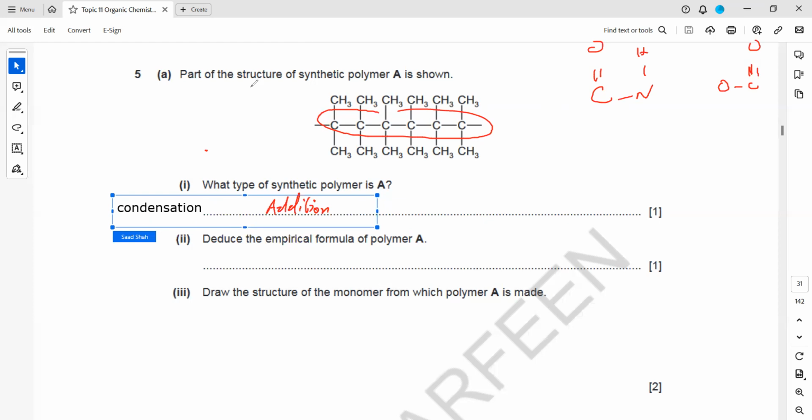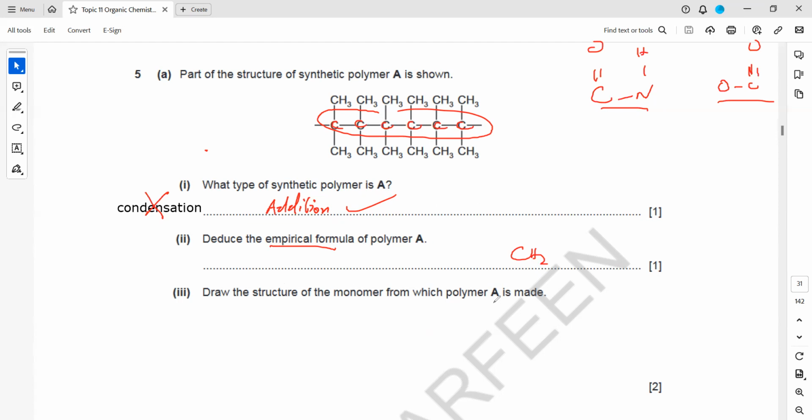Why can it not be condensation? Because condensation polymers should have an amide linkage or peptide linkage or ester linkage. But you can see the carbon chains are linked with each other. So whenever carbon chains are linked with each other, then it will be an addition polymer. Deduce the empirical formula. The empirical formula will be the same as the monomer. So it will be CH2.